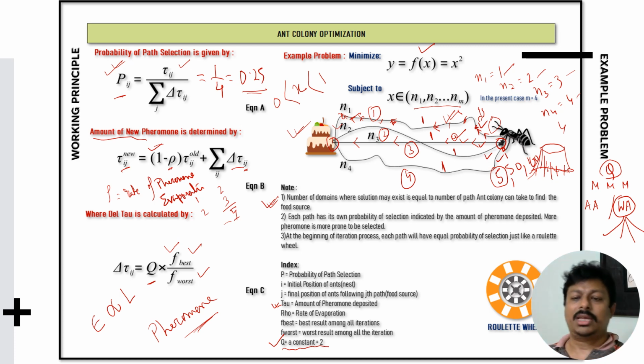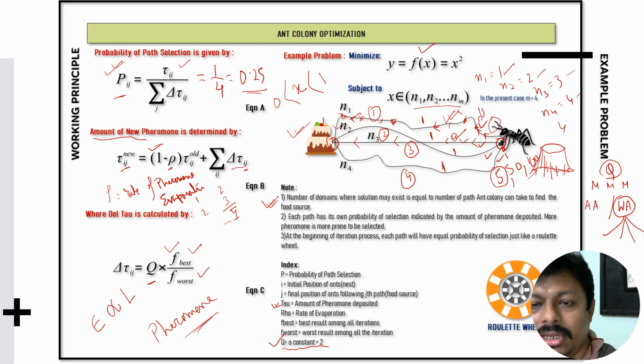Okay, so now let us take the example of roulette wheel. Let us recapitulate what we have discussed until now. The problem is like this: y is equal to f(x) is equal to x square. This is the objective equation, all of us know. And x can take any value 1 or 2 or 3 or 4, but no value in between 1 and 2, 2 and 3, or 3 and 4. That is already discussed, because ant colony optimization is for discrete optimization problems.